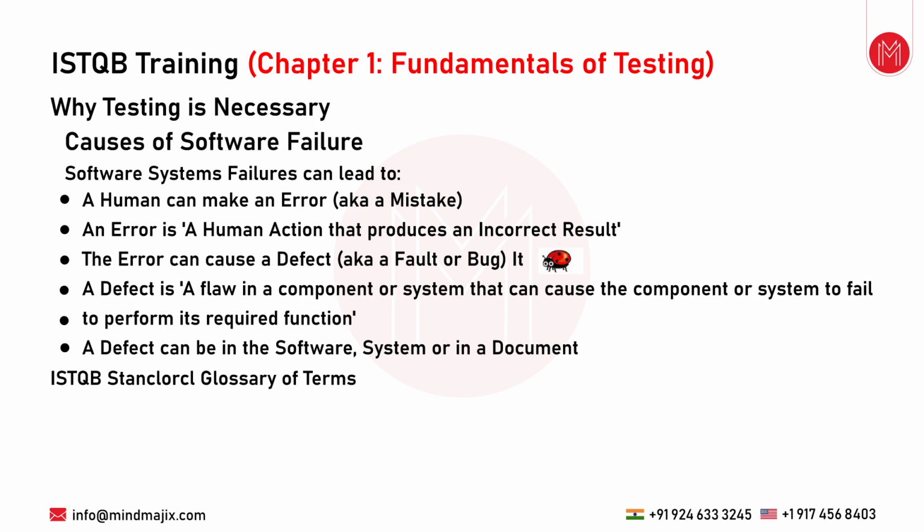Incorrect result means a result that is not defined in your agreement, a result that is not defined inside your software requirement specification document. Or a functionality that is not defined inside your business requirement document, but the software is behaving and giving you some misbehavior, right? So that is called an error.